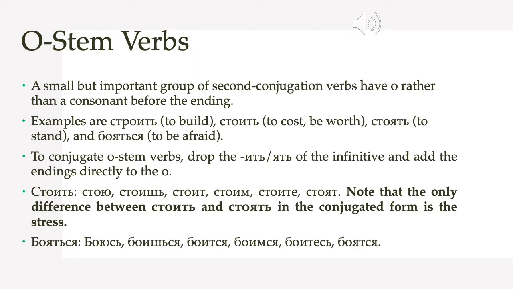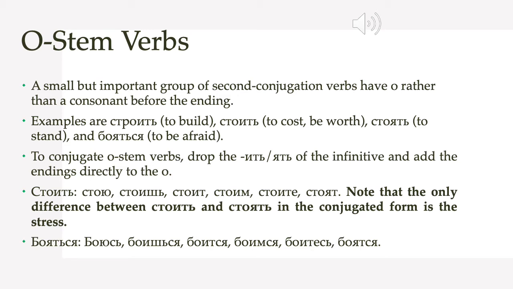Let's look at O-stem verbs. This is a small but very important class of second conjugation verbs in which we have O and then the ending. And examples would be строить, to build, стоить, to cost or to be worth, стоять, to stand, and бояться, to be afraid. So these four verbs are the most important O-stem verbs. You're unlikely to encounter many others, but these you see all the time. And they're very easy to work with.